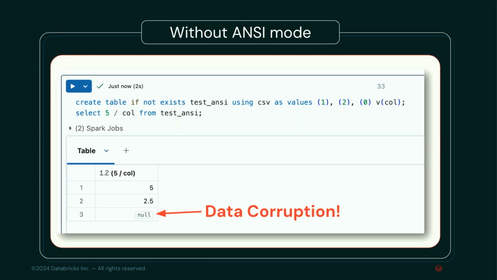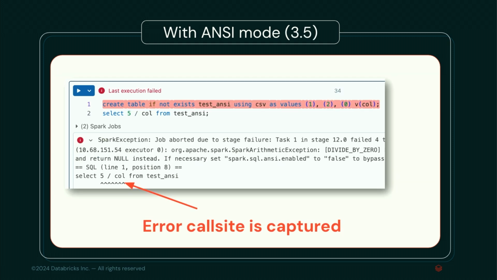These are some examples. A very common example is division by 0 in your query. Before ANSI mode, you just get null. Divided by 0 and it's null in your result, which may affect downstream pipelines and give you the wrong insight. With ANSI mode, we give you a very clear runtime error saying this is a division by 0. We also carry the error context, which tells you which line of your SQL caused this division by 0.